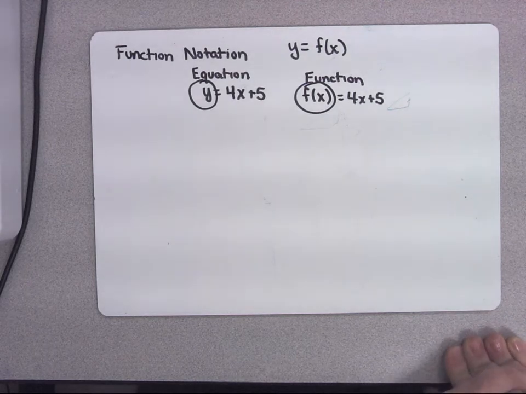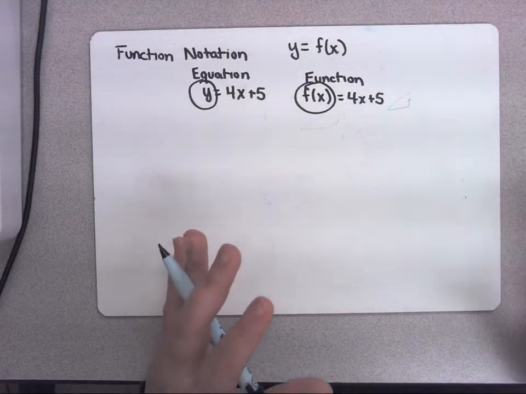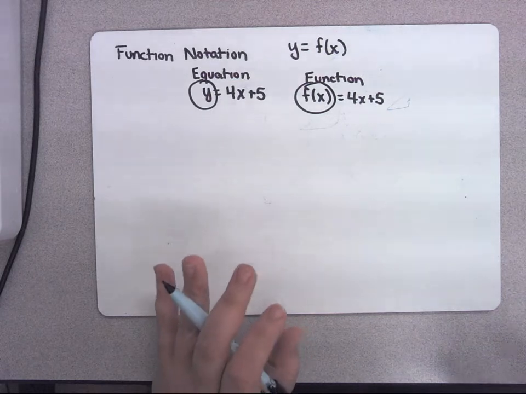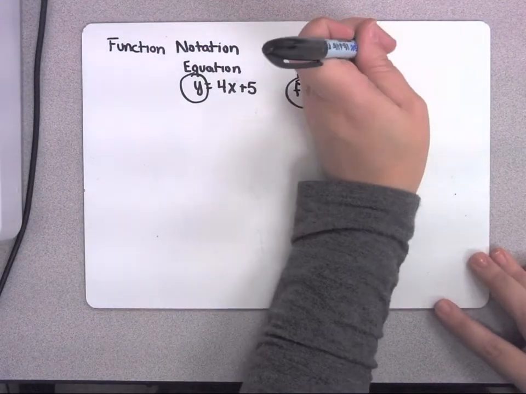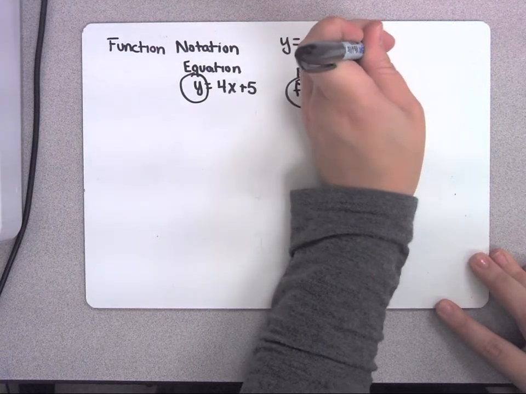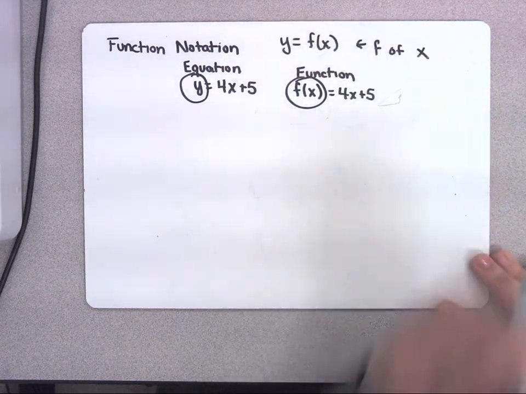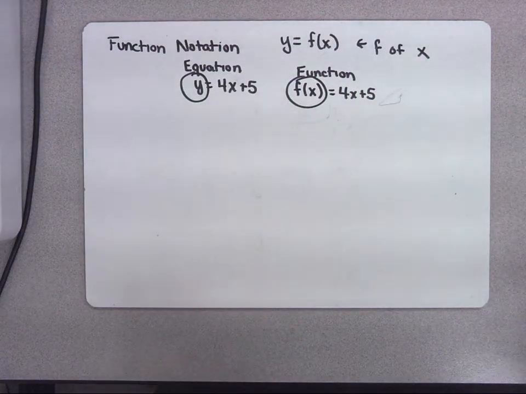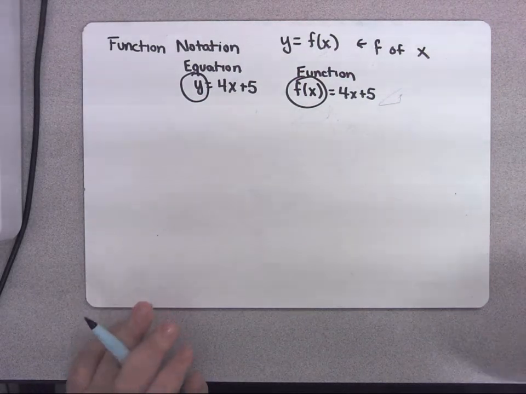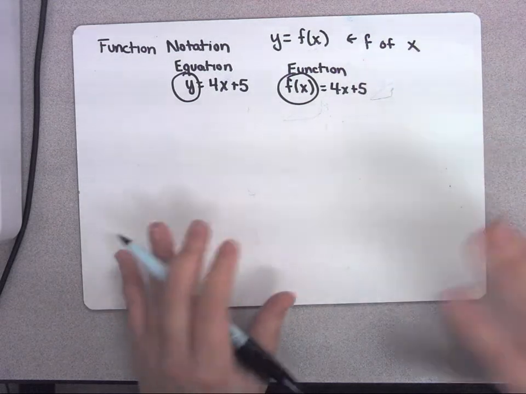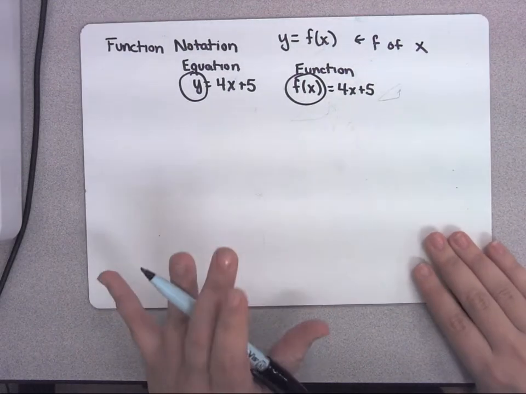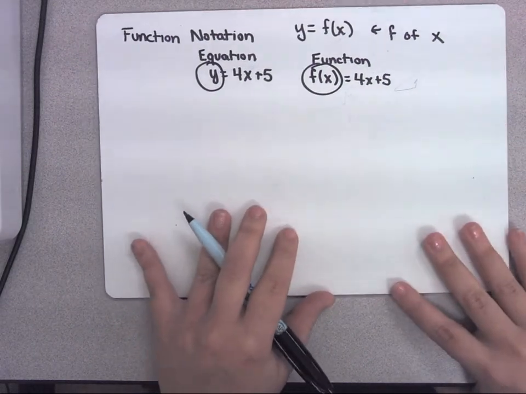They use y when we're talking about equations. But if we say, hey, we're talking about functions because we're being fancy, they're going to use this. I'm going to write how you say it. You say it f of x. That's how you say that statement, f parentheses x parentheses, f of x, which means the function of x. Okay? We use this so we can solve stuff.